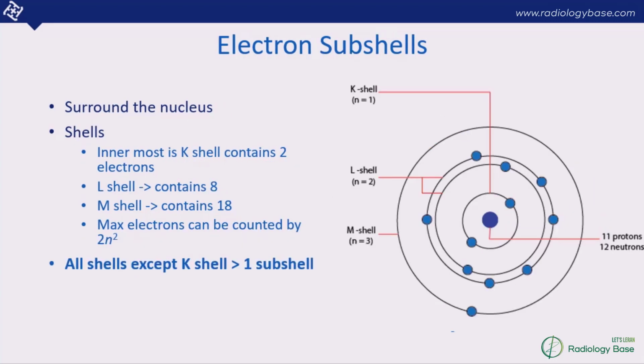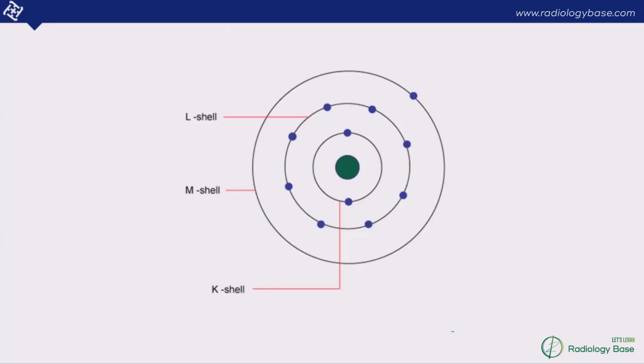Now, one other thing which is important is that all shells except the K shell contain more than one subshell. So you can see in this example that the K shell is containing one shell, no subshell, whereas the L is going to show you 2 subshells. So electrons are arranged in 2 subshells in the L shell in this case, and so it would be in M. So this image we will be using to explain the forces which are acting on the electrons.